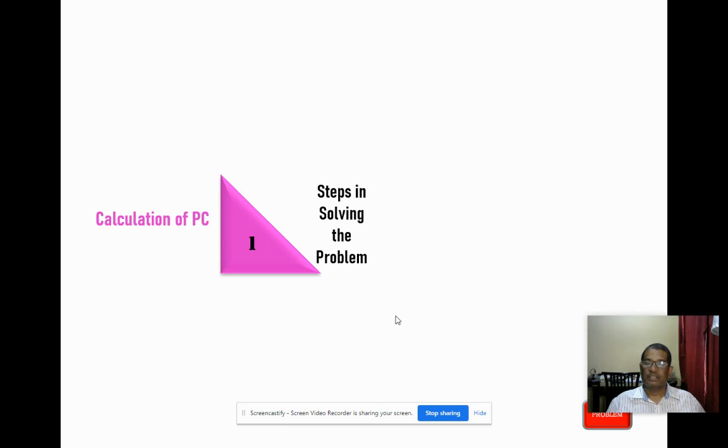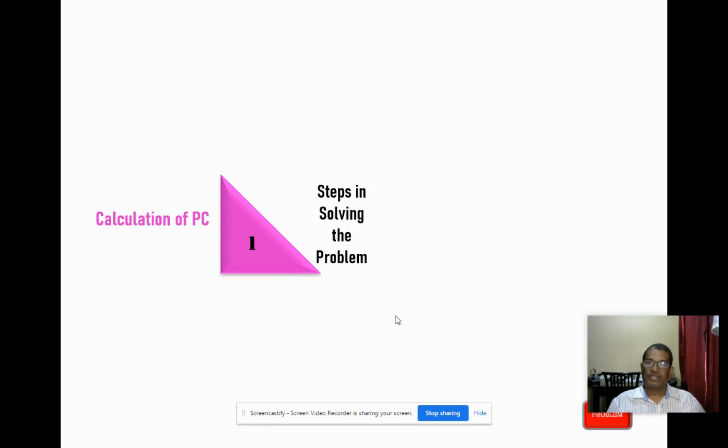Step number one is the calculation of purchase consideration. Purchase consideration is nothing but the amount which is payable by the purchasing company to the selling company. Selling company will be termed as the vendor company henceforth. When the purchasing company purchases the business of a company, it actually purchases the assets and the liabilities. When these assets and liabilities are purchased, the purchasing company has to pay a certain amount to the vendor company. The amount is called as purchase consideration.